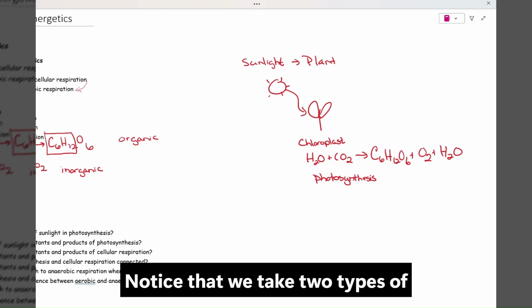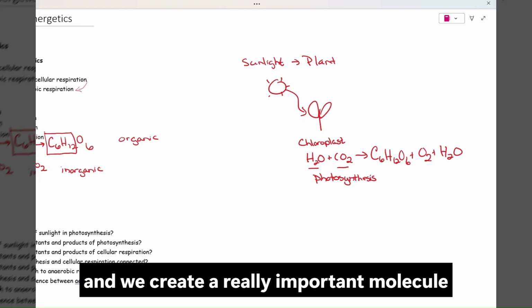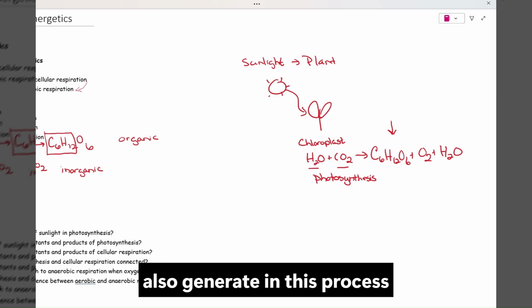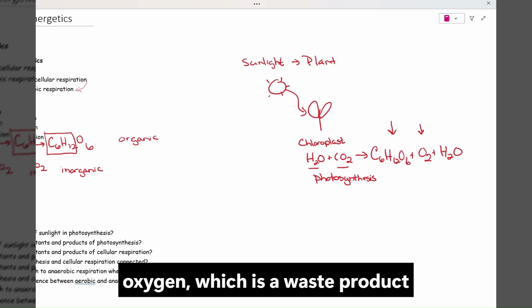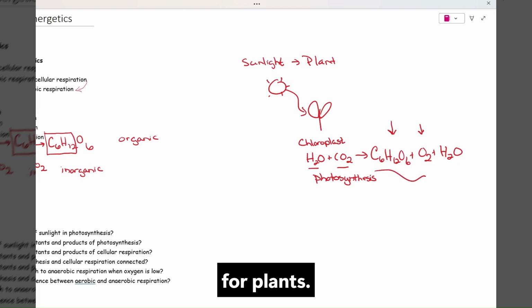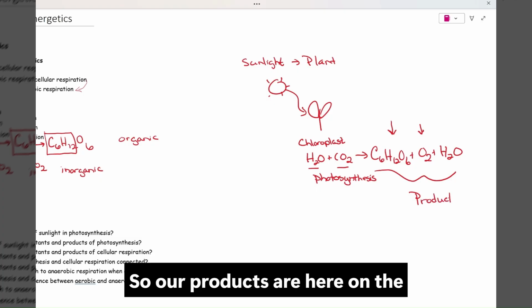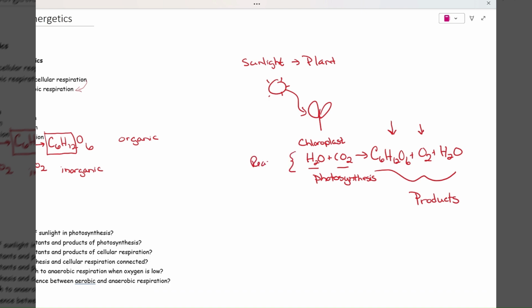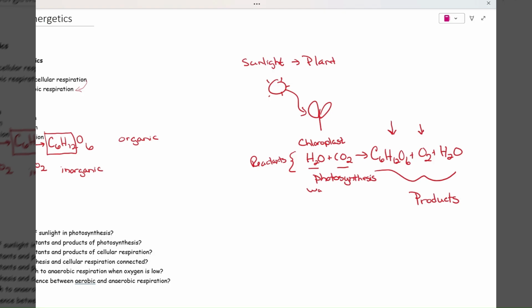Notice that we take two types of molecules that are inorganic and we create a really important molecule that is organic. We also generate in this process oxygen, which is a waste product for plants. So our products are here on the right, and our reactants are over here. All right, so water and carbon dioxide go in.